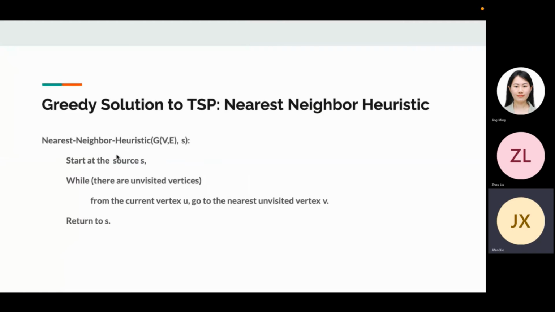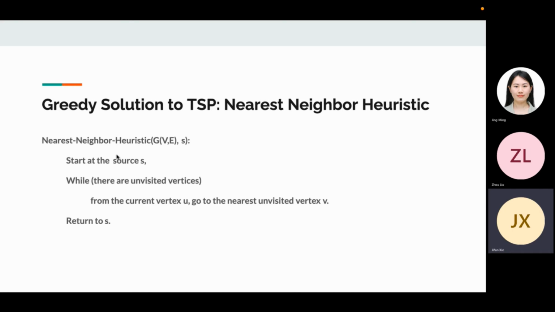And let me introduce another solution to the TSP problem. Although dynamic programming can obtain the optimal solution, its time complexity is relatively large. However, in daily life, rather than pursuing the optimal solution, we may need to obtain an approximate solution in a relatively short time, especially when the amount of data is large. And greedy algorithms can do this.